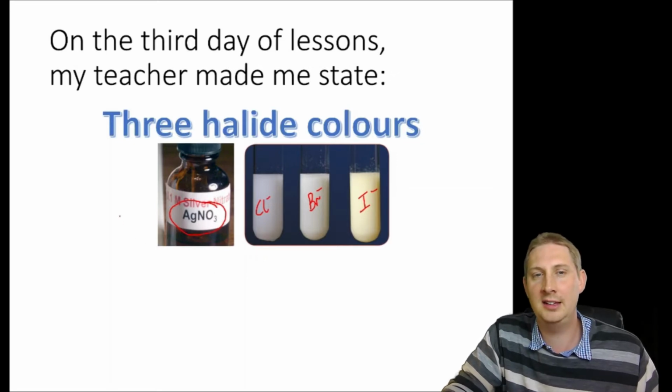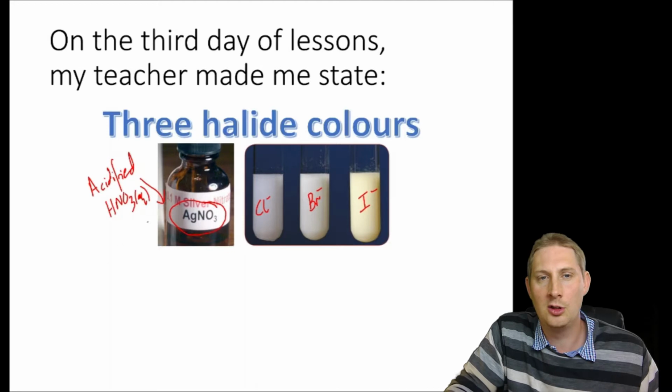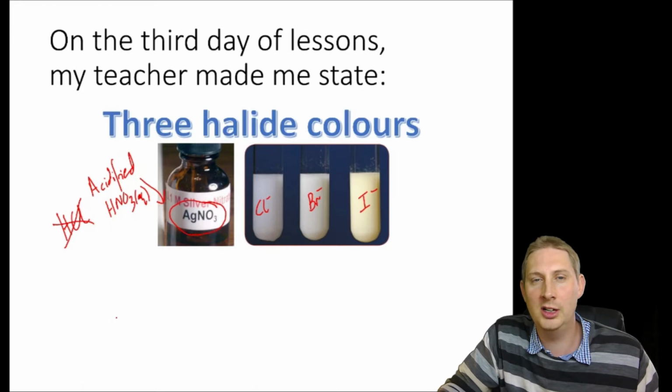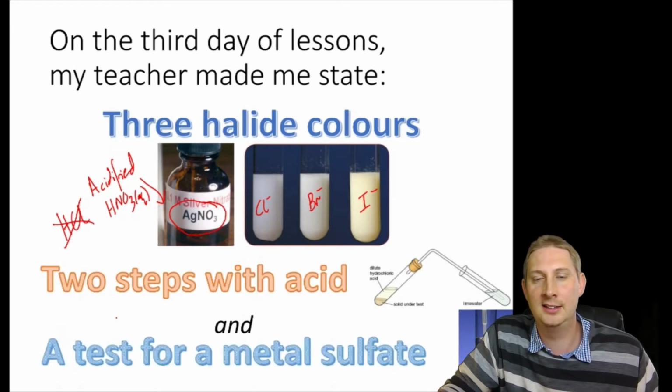But again, there are things that could give a false positive, so we need to use acidified silver nitrate solution. Again, we would normally use nitric acid. The one thing we must not use is hydrochloric acid, because then we're adding a chloride, testing for a chloride. Of course, we are going to find a chloride. Can you remember the acid test? And can you remember the test for a metal sulfate?